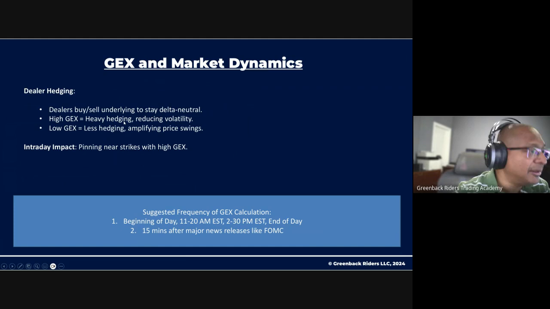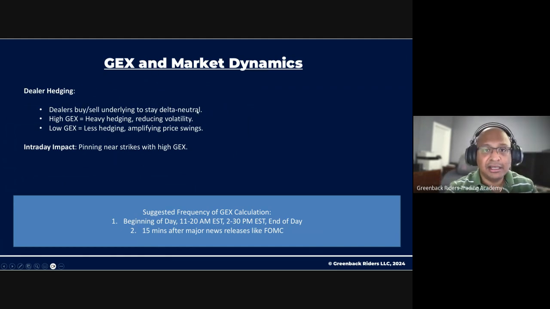So GEX and market dynamics. What is dealer hedging? Dealers buy and sell the underlying to stay delta neutral. Now, most of the dealers try to do delta hedging instead of gamma hedging. What is delta hedging? Delta hedging is if you are buying calls, they are selling calls, so they will short the stock as well, just to make sure that they are on the right side of the trade and they are saved. In case of a sudden move of the market, they will not be in a big hole.